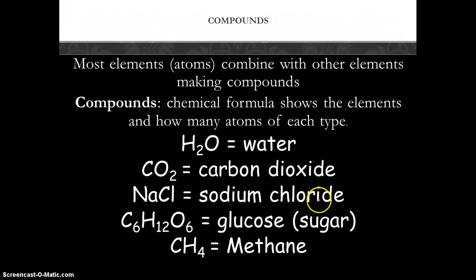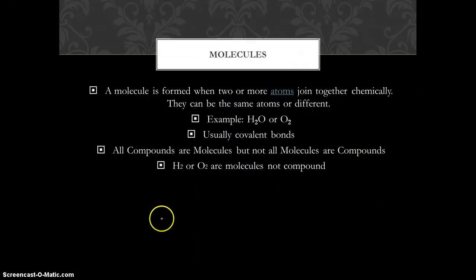Now, most elements combine with other elements, making compounds. Compounds have a chemical formula, and it tells you how many atoms of each are in a particular compound. So for example, here you have water, you have 2 hydrogens and 1 oxygen. In carbon dioxide, you have 1 carbon and 2 oxygen. Sodium chloride, 1 sodium and 1 chloride, and so forth.